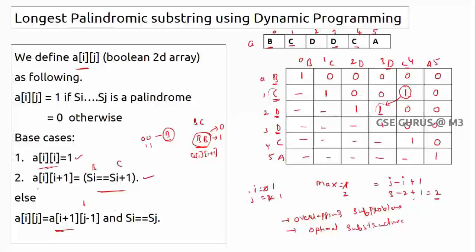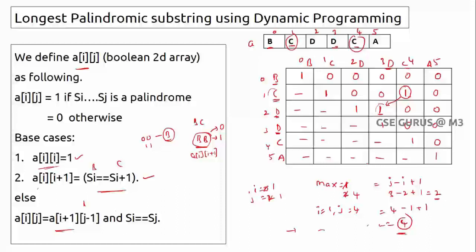What is i value? In this case 1, and j value is 4. So now you can see j minus i plus 1, 4 minus 1 plus 1, which is equal to 4. So that means the maximum length is 4 here. So that means C to C, here to here. Can I say this is a palindromic substring? Yes. So now the length is updated to 4.